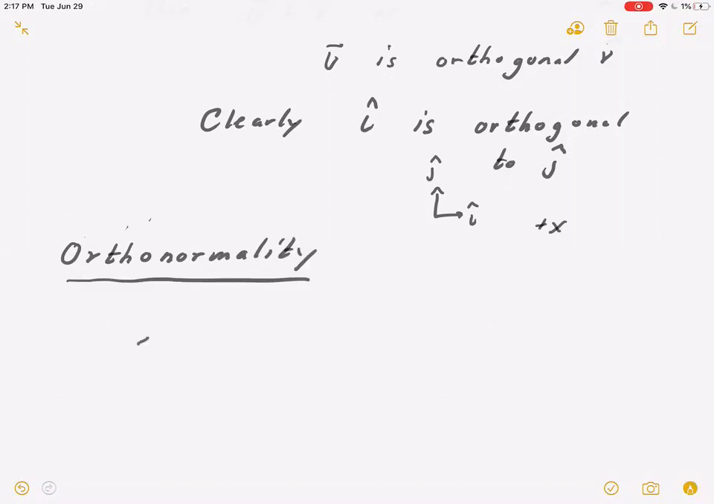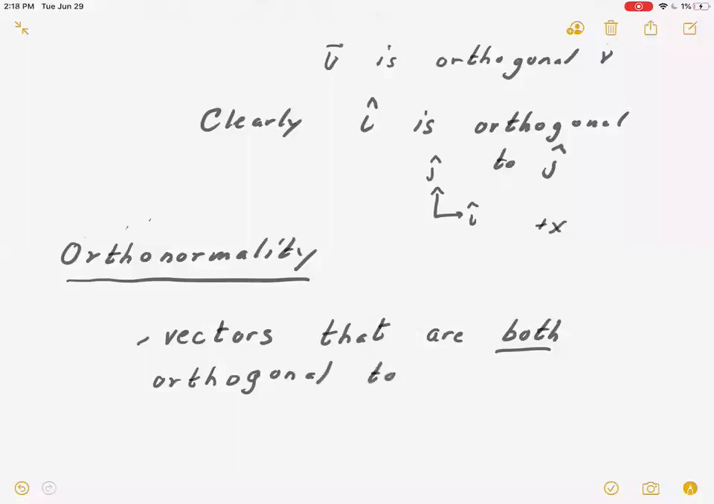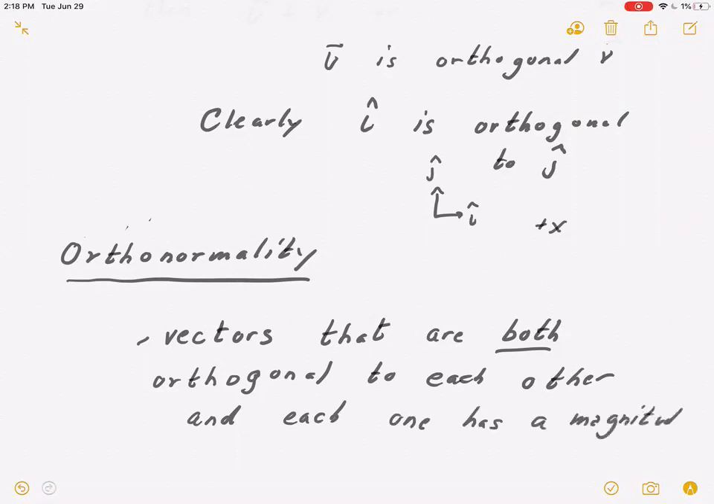And let's just define it in words, and we'll look at an example in a minute. Orthonormality exists when you have a set of vectors that are both orthogonal to each other and each one has a magnitude, or length, or norm of 1.